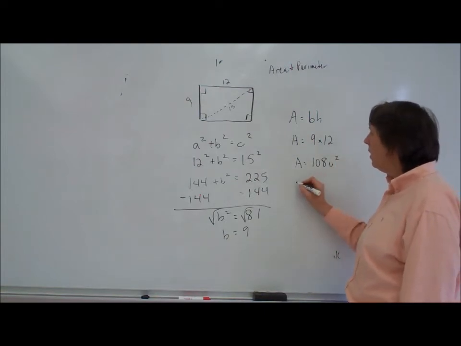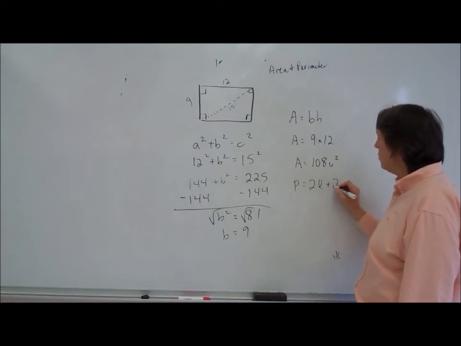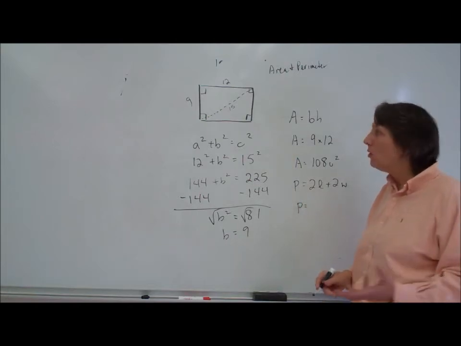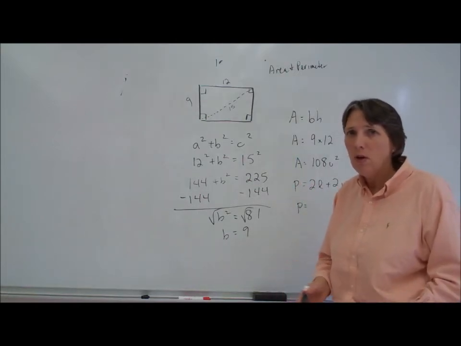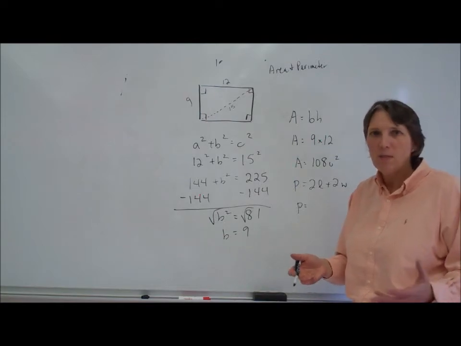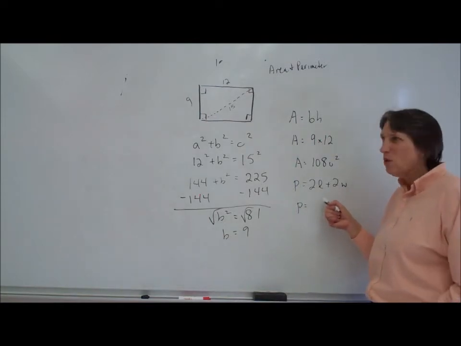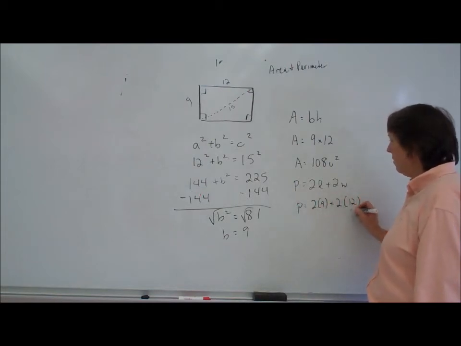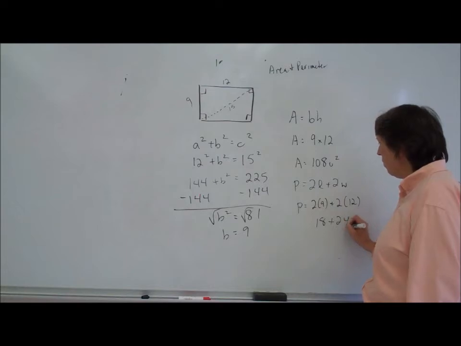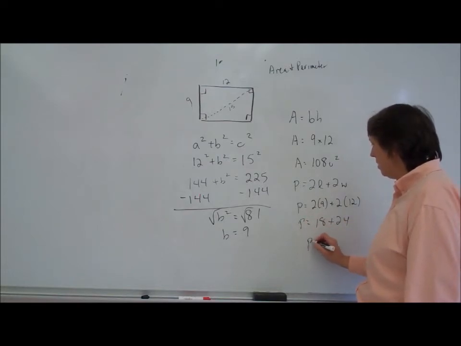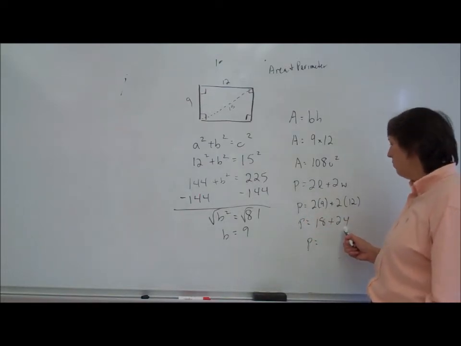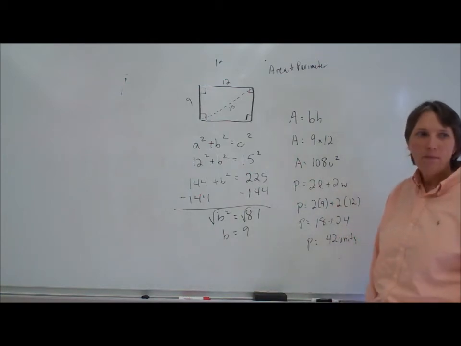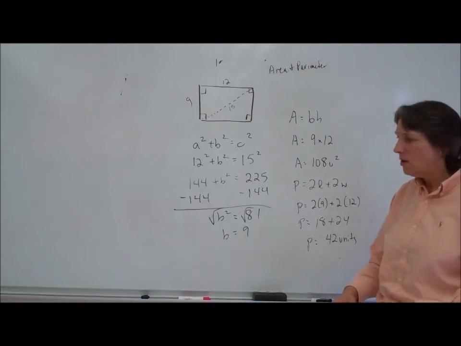Now, the perimeter is going to be 2L plus 2W. We have to identify a formula, and we're all past that. We know we could use 2 times L plus W, or S plus S plus S plus S, but this is the more traditional way to show it. So we have 2 times 9 plus 2 times 12, 18 plus 24. So our perimeter is 42 units. Got that? Great. All right, now let's do another one.